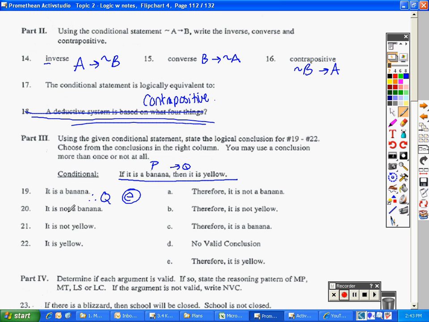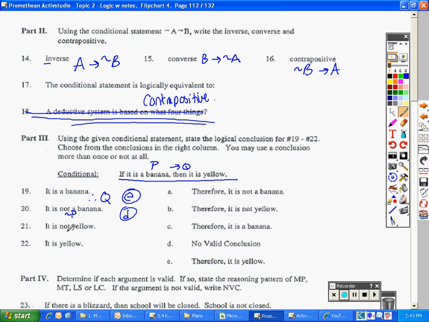Number 20, it is not a banana. That's like the equivalent of not P. Not P and this statement do not give you any logically conclusive data, right? There's no modus ponens because they're not the same. It's not modus tollens because not P and Q are not anywhere near the same. So therefore, this would be option D. No valid conclusion.